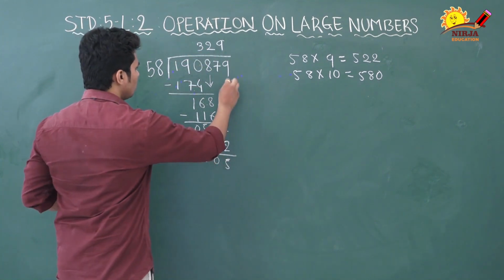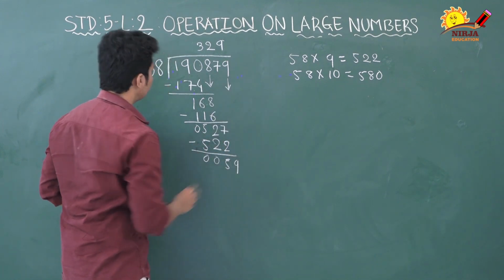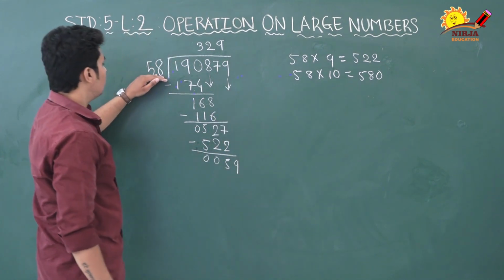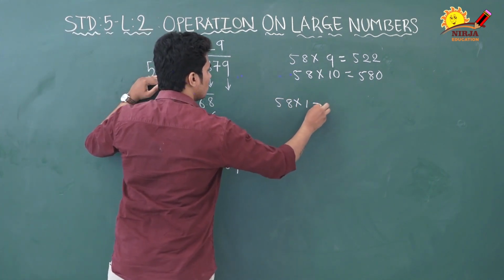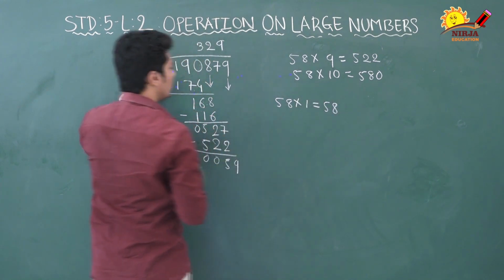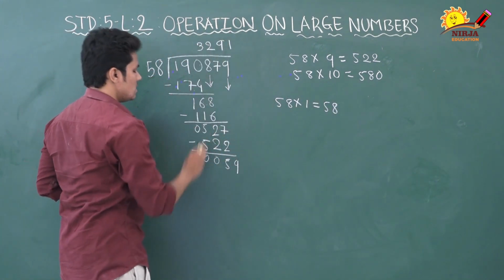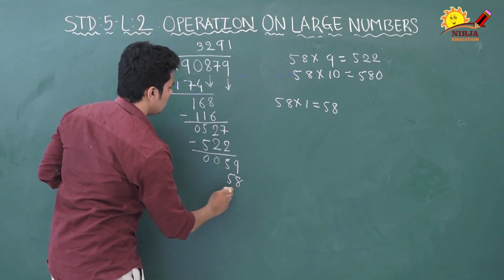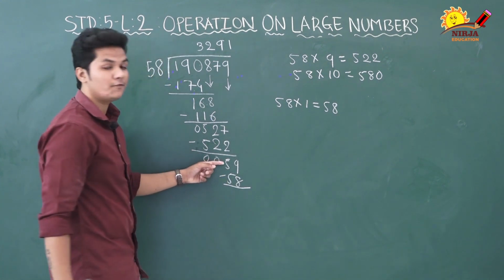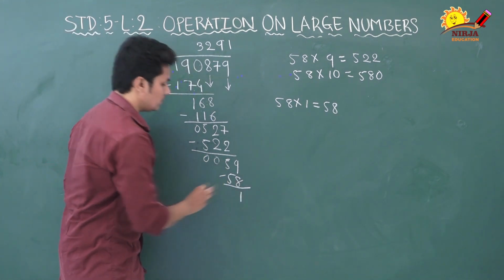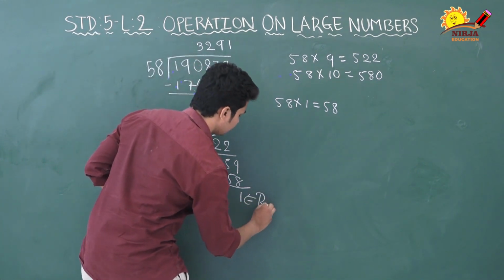Now let's bring down the next number, which is 9. Now 58 multiplied by 1 is 58. Okay. So we will write 1 here and we will write 58 here. So 58 subtracted from 59 is 1. So here 1 is our remainder.